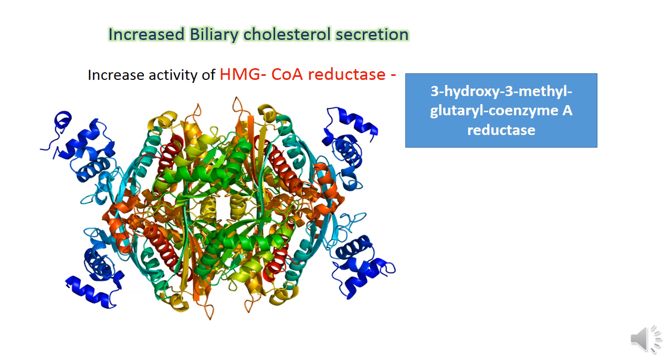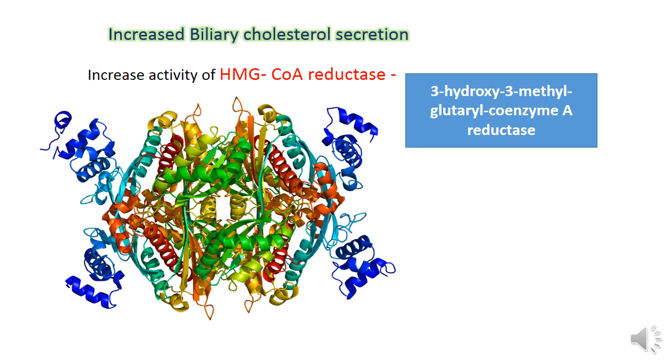Now the last one in the chain, that is the last factor, increased activity of HMG-CoA reductase. Now these colorful ribbons or springs that you are watching right now are actually the HMG-CoA reductase enzyme. For those who didn't like the abbreviated form, the expanded form is 3-hydroxy-3-methylglutaryl coenzyme A reductase. Now enough of naming, let's talk about some serious business. What does it actually do?